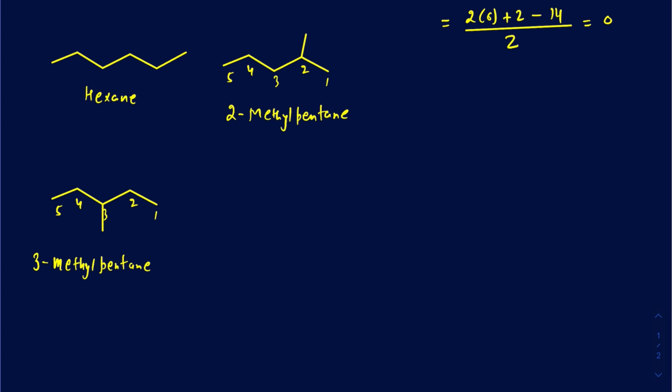Maybe shorten the chain a little bit more. So instead of having 5, maybe have 4 now. I'll go ahead and draw 4 carbons in the main chain.